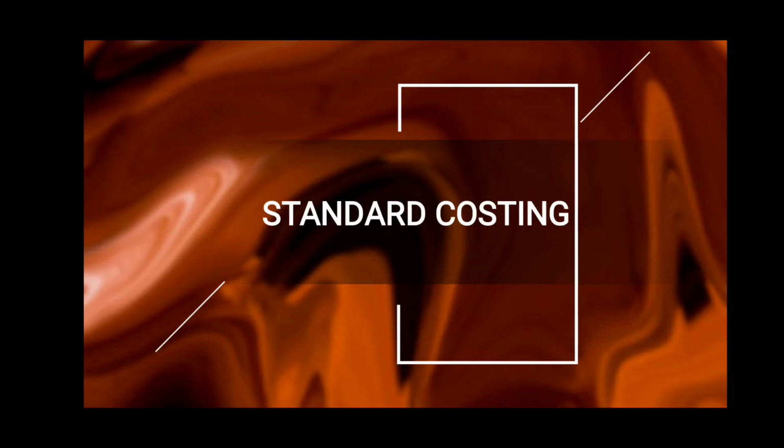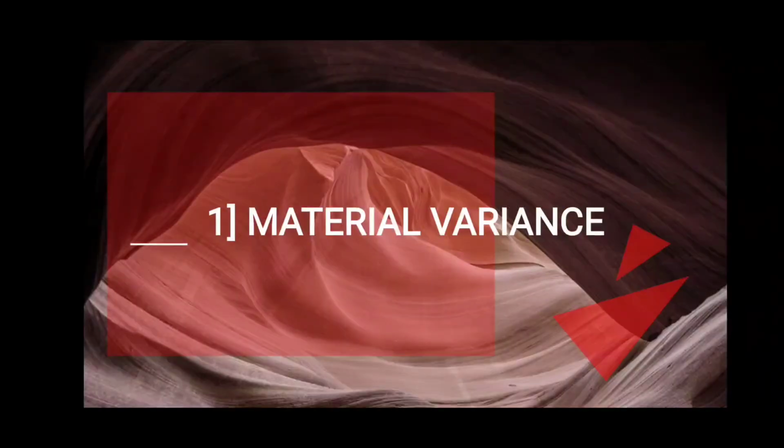So today I am going to teach standard costing. Material variance. Material variance means the differences in the material's cost due to cost factors which are actual cost and expected cost. So material variance is the difference between the actual cost incurred for the direct materials and the expected cost, which is also known as standard cost of the materials.